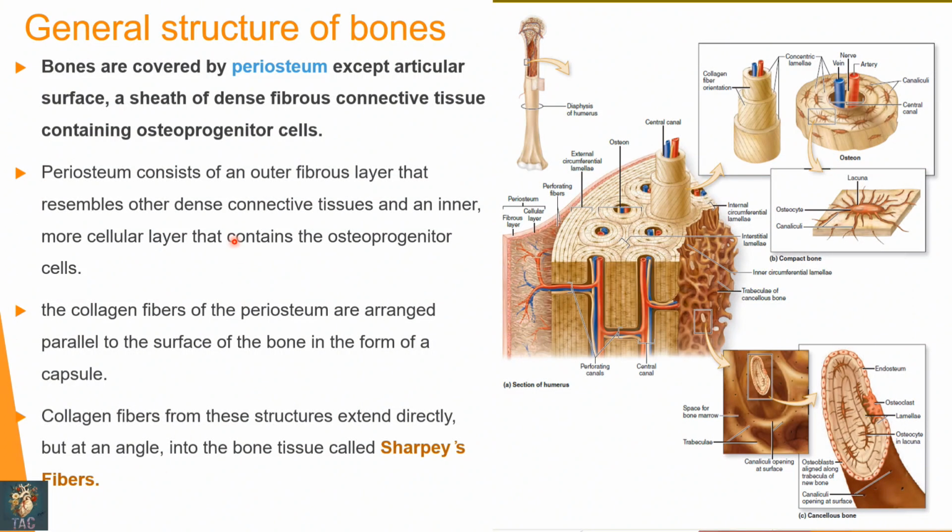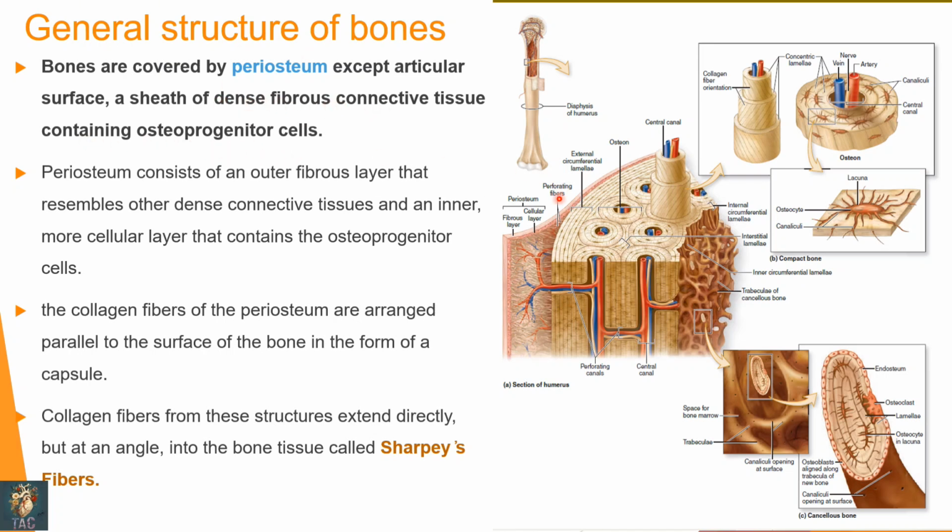So general structure of the bone, this is also very important. Bones are covered by the periosteum. So the outer covering of the bone is periosteum, except at the articular surfaces where the articular cartilage is present.